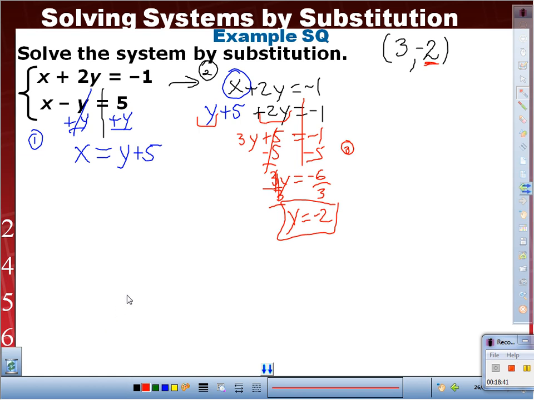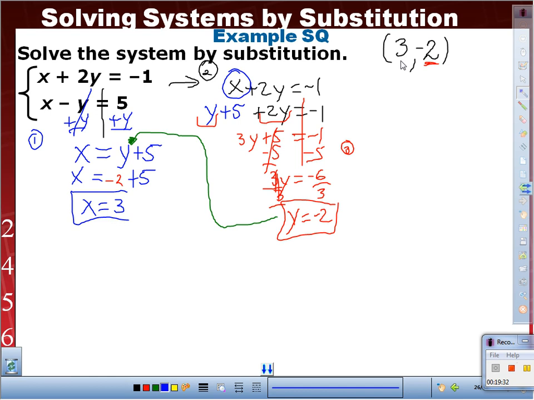What do I do from there? Are we done? No. Tell your neighbor what to do from there, please. Manuel, what do we do from there? Substitute the y value into the first one that we started with. That is correct. So instead of y here, what do we write? -2. Bring everything else down. x equals -2 plus 5, that is 3. Did we get that in decimals? Yes.